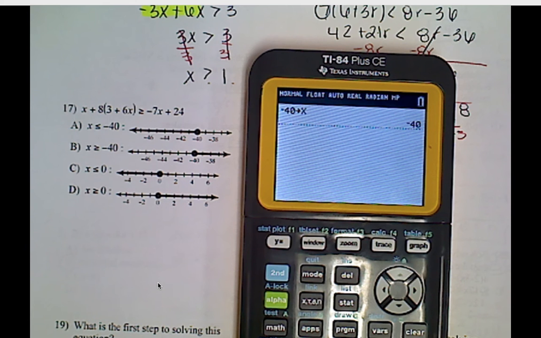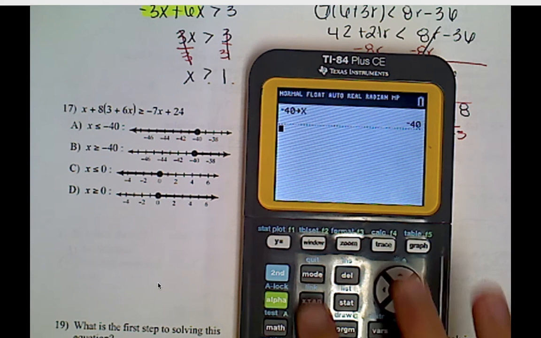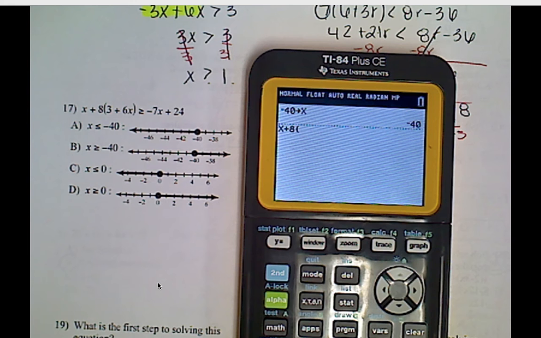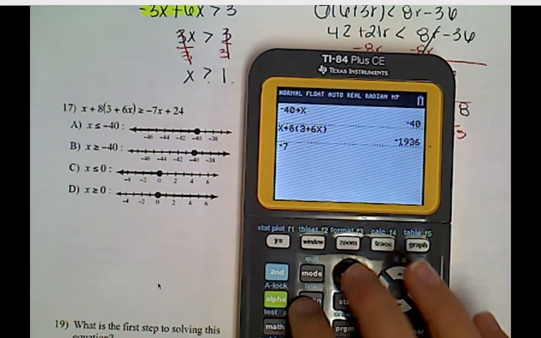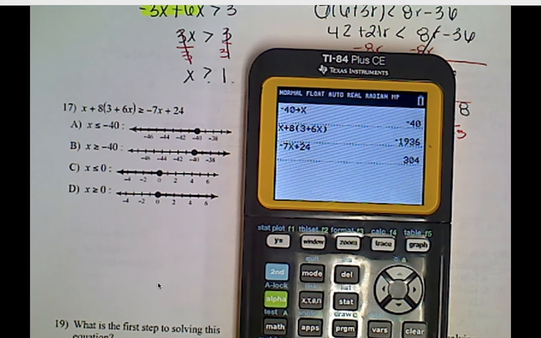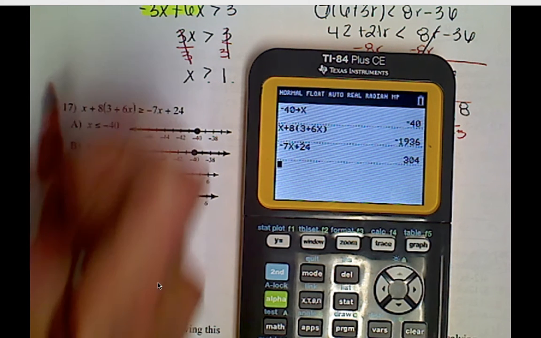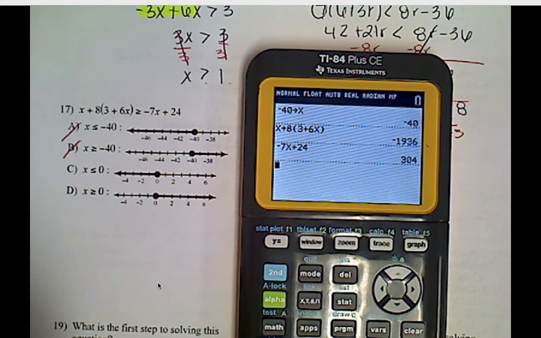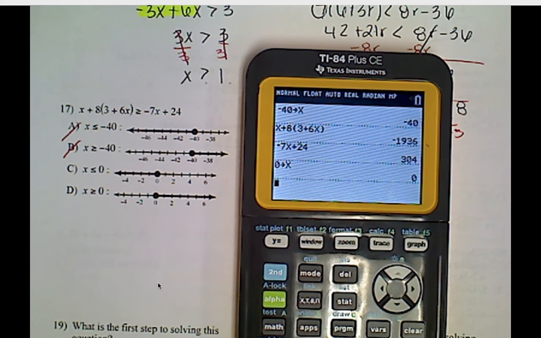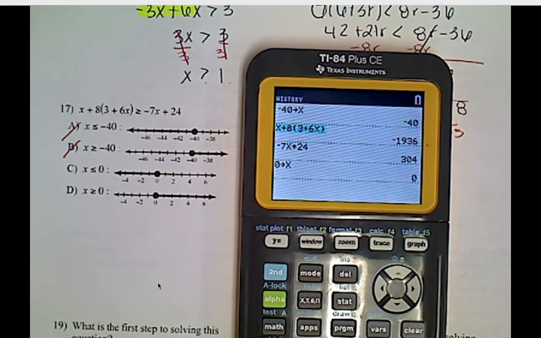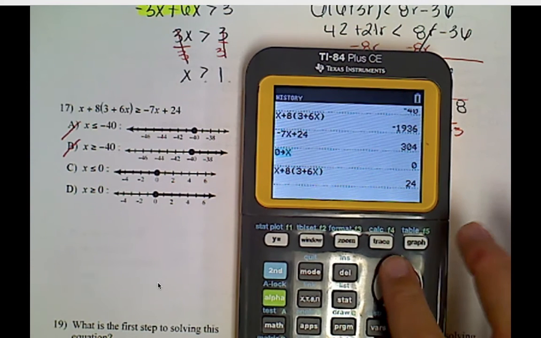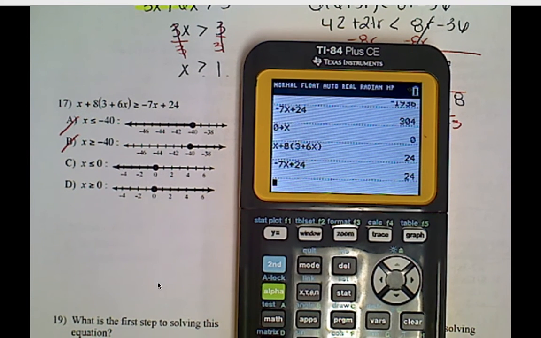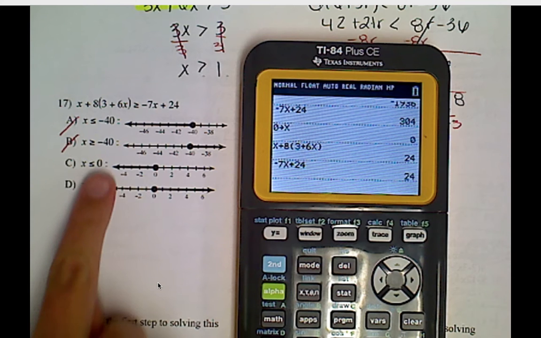Okay, I stored negative 40 as my x. I'm typing the left-hand side, which is x plus 8 parentheses 3 plus 6x, enter, and the right-hand side is negative 7x plus 24. When I press enter, I don't get the same thing, so I can automatically eliminate A and B, because for my target, I should get something equal to each other. Okay, let's try it with 0. 0 stores x. I go up here, type in the left-hand side, go up here, type in the right-hand side, and it does work.